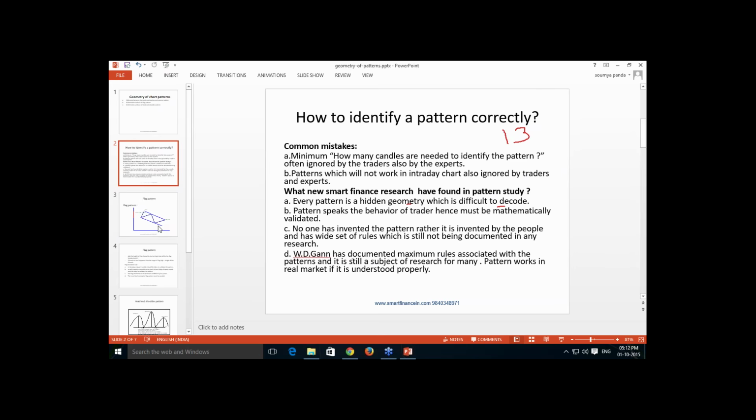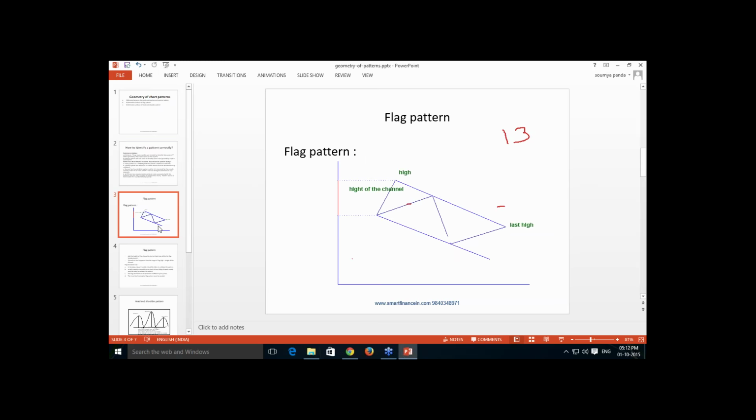So this is what the pattern is. Here, the most common pattern which forms on the intraday chart, which works in the intraday chart, that pattern I am going to describe. One pattern is known as your trend continuation pattern, which is a flag pattern. Whenever we talk about a flag pattern, as the name suggests, it is just like a flag.